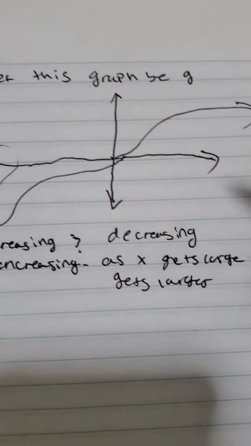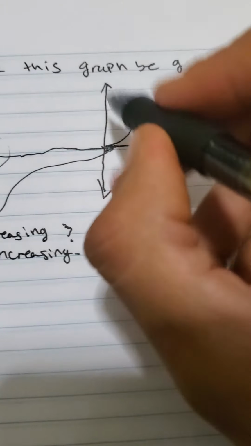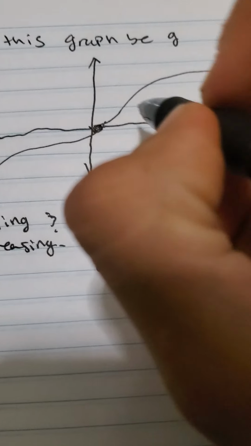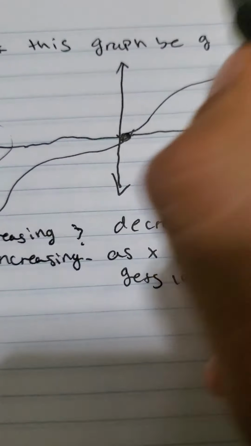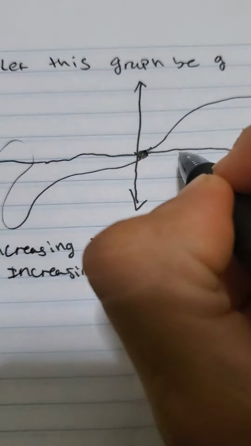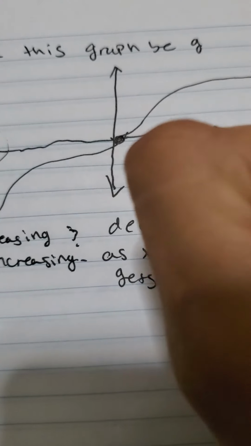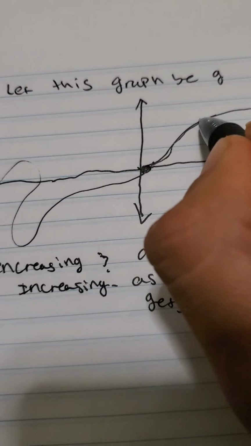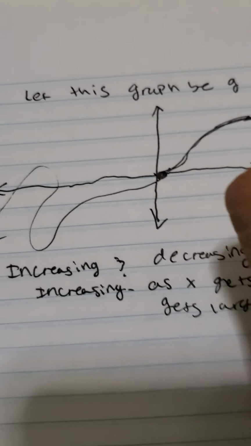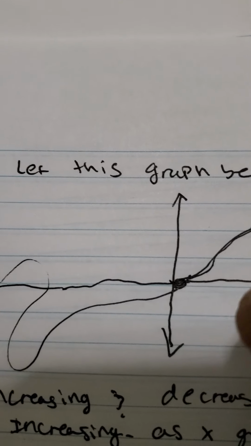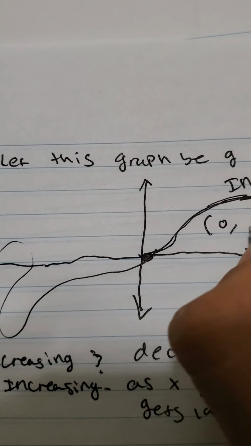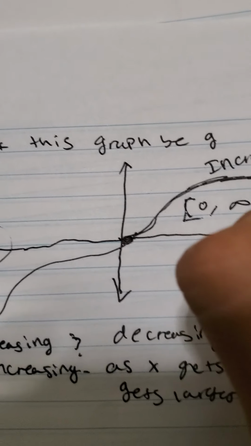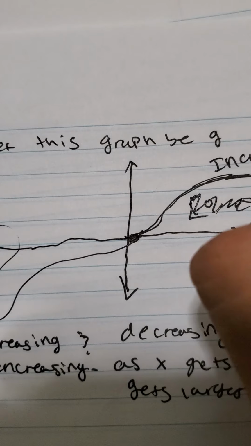Alright, so geometrically on the graph, as the function's getting larger, as you guys see here, taken from 0 to whatever x value, the function's growing. It's getting bigger and bigger and bigger. So that means the function's increasing, in this case on the interval from 0 to infinity. Actually, no, not including 0. Sorry.